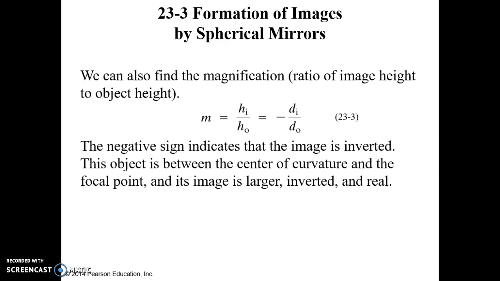The magnification m of the mirror is defined as the height of the image, h sub i, divided by the height of the object, h sub o. If m is negative, then the image is inverted. If positive, then upright. Similarly, if the image height h sub i is positive, then the image is upright, and vice versa. And lastly, if d sub i or d sub o is positive, the image is in front of the mirror, and if d sub i is negative, then the image is behind the mirror.